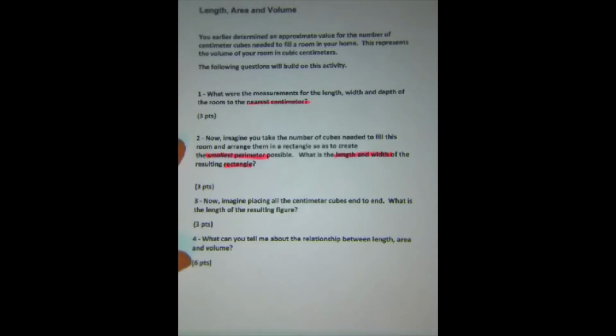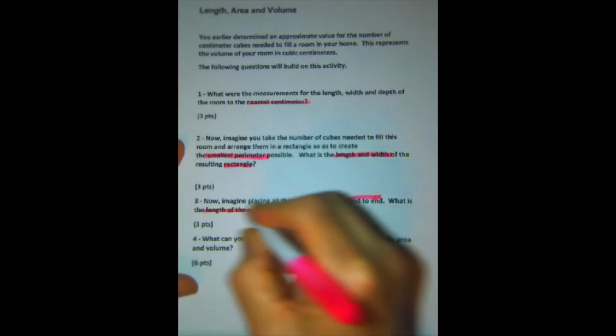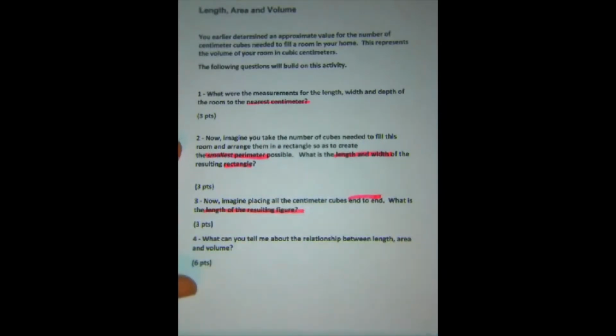Then finally, what happens when you place all those centimeter cubes from end to end? Clearly, that's going to be a major thing. We probably have a feeling that it's going to be large. We may not have a true feeling for just how large it's going to be.